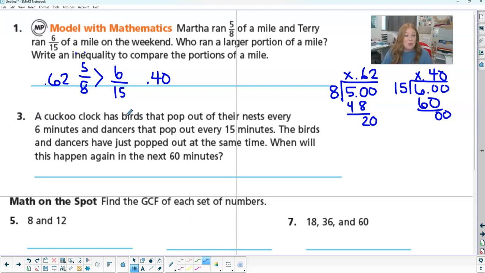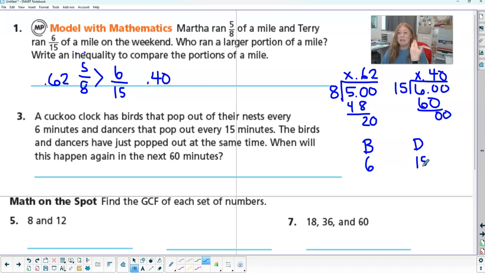Okay, number 3, a cuckoo clock has birds that pop out of their nests every 6 minutes and dancers that pop out every 15. The birds and the dancers just popped out at the same time. When will this happen again? So, right, so like 0 minutes. And so we have a cuckoo clock bird and the dancers. So the bird's going to pop out again in 6 minutes. The dancers are going to pop out in 15.